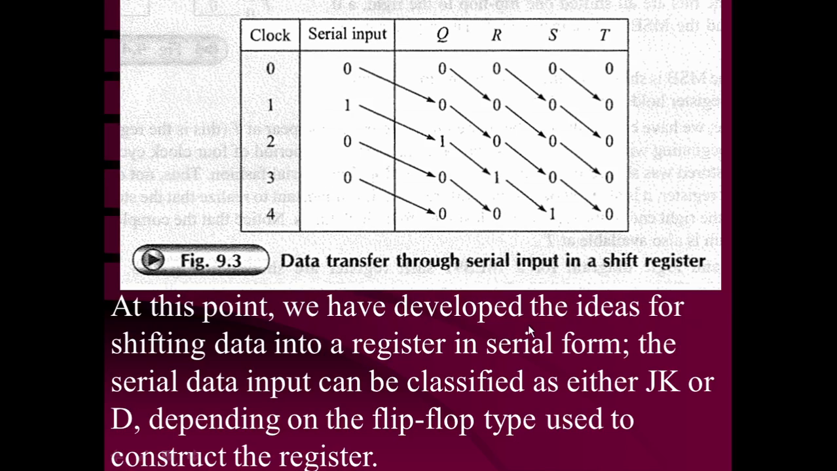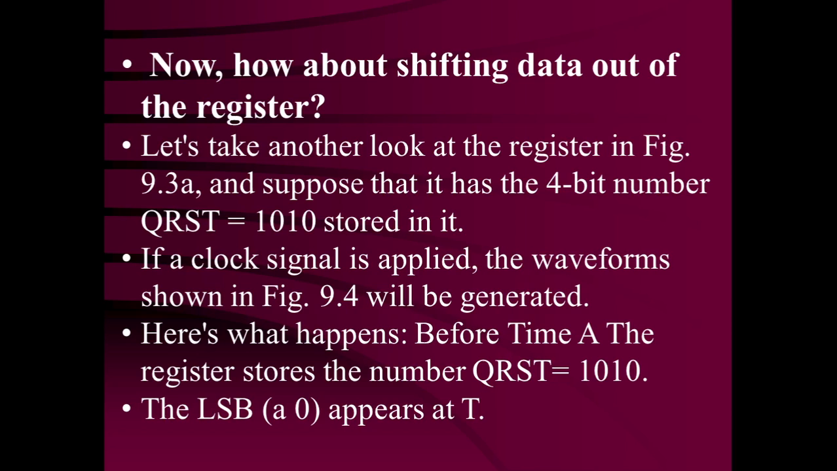At this point, we have developed the idea for shifting data into a shift register in serial form. The serial data input can be classified as either JK, D, or RS depending on the flip-flop type used to construct the register. So the shift register is known as either a D type, JK type, or RS type shift register depending upon which type of flip-flop is used. This way we have understood how data is entered serially into the shift register.